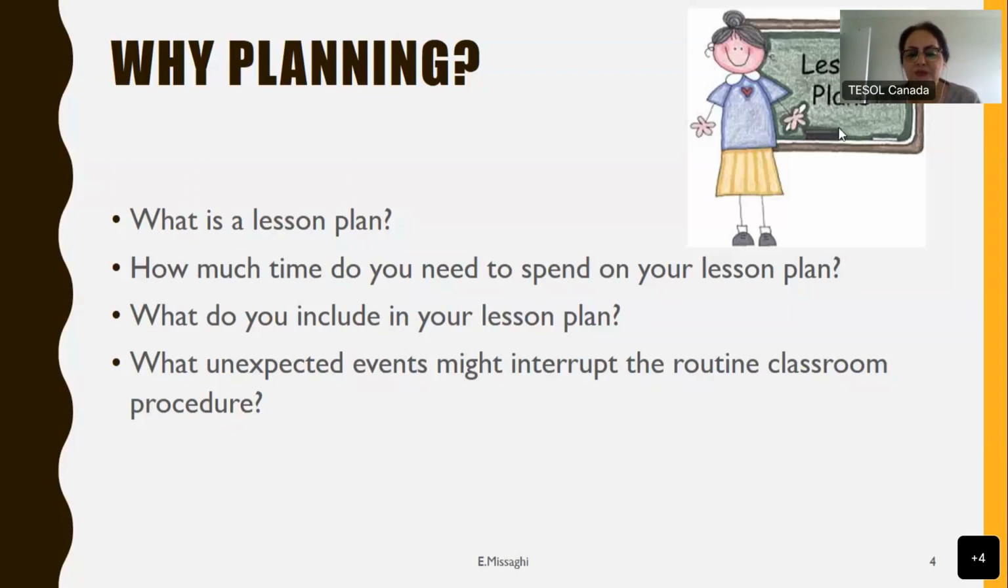What unexpected events might interrupt the routine classroom procedure? Anything that happens during the class that you cannot follow your lesson plan? Technical issues, no internet or the projector doesn't work or no power, or students are sick or earthquake, anything. Yes, that's right. Anything may happen.